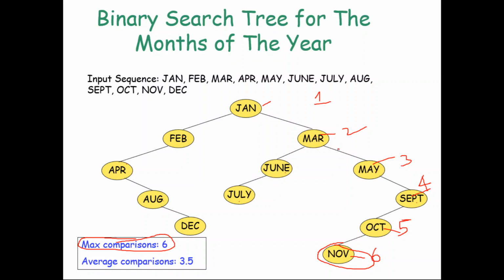So if you add all these things: 1 plus 2 is 3, 3 plus 3 is 6, 6 plus 4 is 10, 10 plus 5 is 15, 15 plus 6 is 21. So 21 divided by the number of nodes, and if you check the average comparisons, it will come to 3.5. So that is how we got this 3.5.